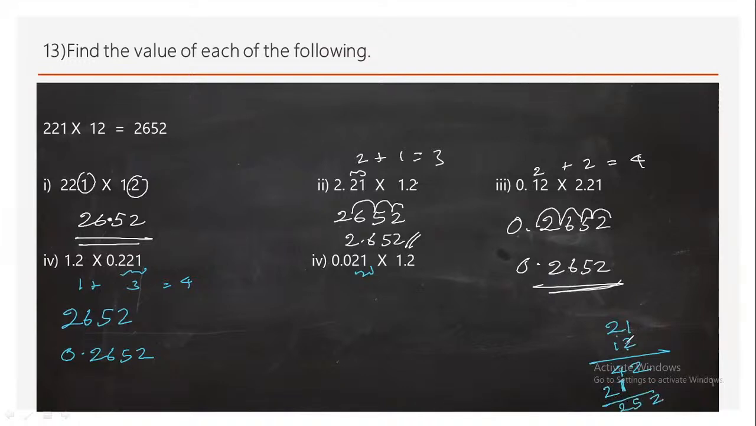So, what is the answer? 252. 1 decimal, 3 decimals altogether 4. 1, 2, 3, 4. 0.0252. This is the answer here. Next question.